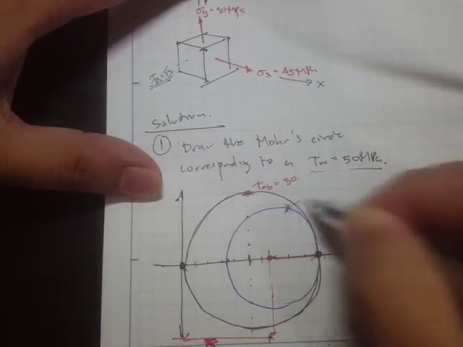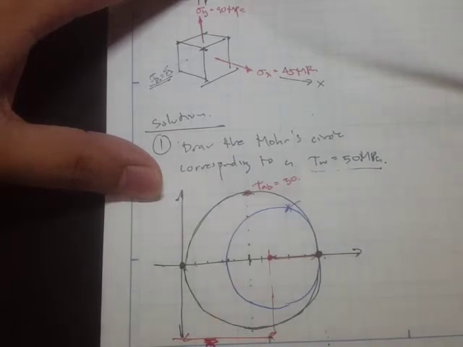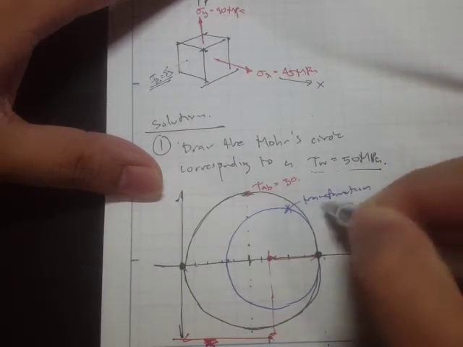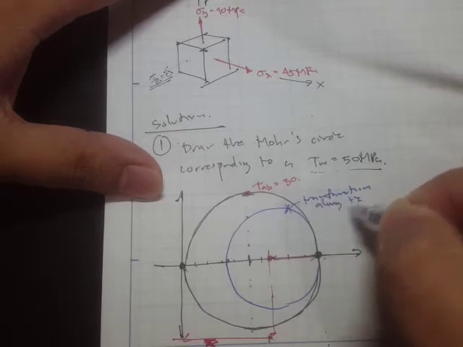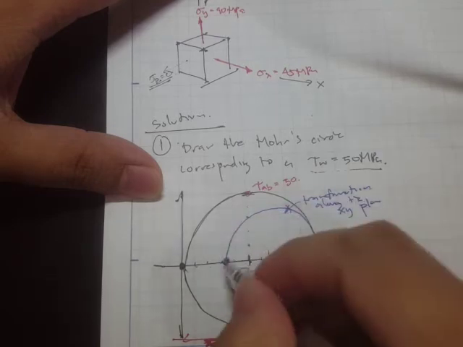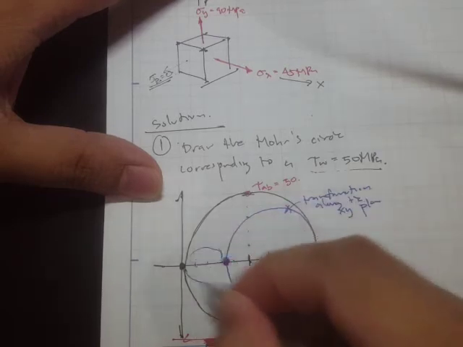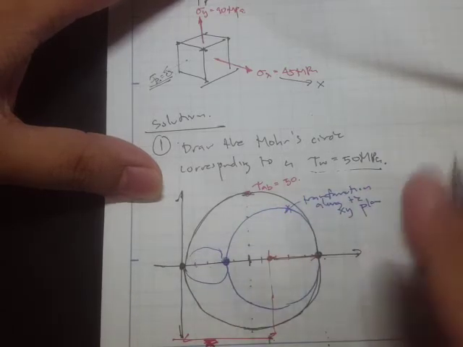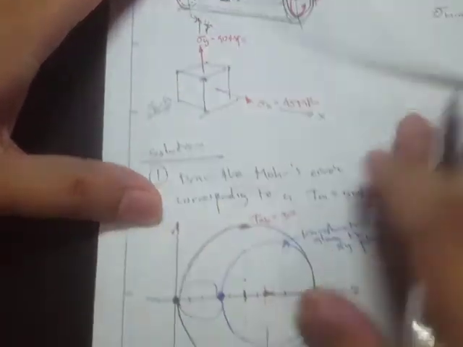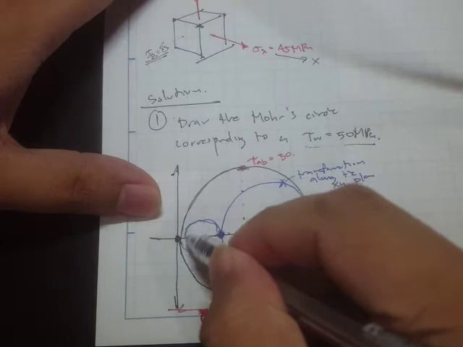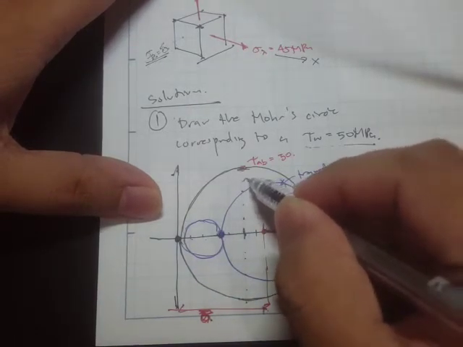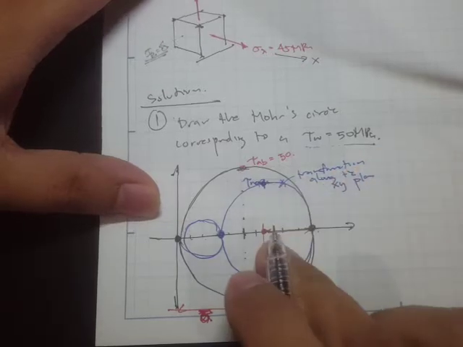Okay, so this is the transformation along the xy plane. So this is it, and there's going to be another right here. But since we have stresses in the xy plane only, and we are asked to find the maximum shear right here, what's going to be the maximum shear for the xy plane?